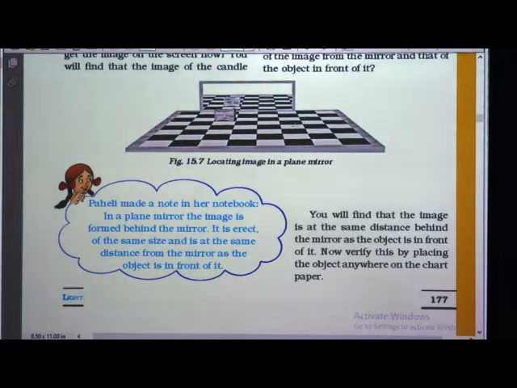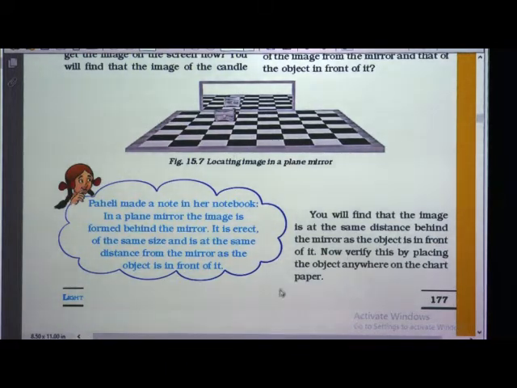Whatever image you are going to see in this plane mirror, you will see this type of effect. So Paheli made a note in her notebook that in a plane mirror the image is formed behind the mirror. A plane mirror means the kind of mirror we use at home to get ready every day. So in this plane mirror the image is formed behind the mirror.